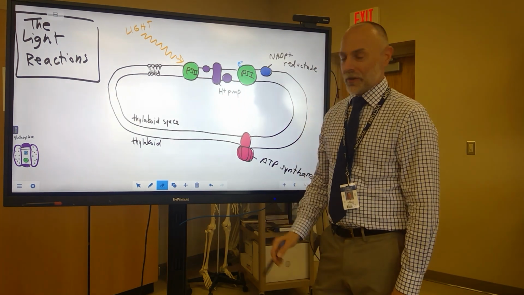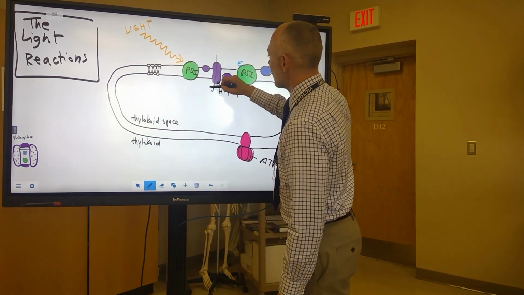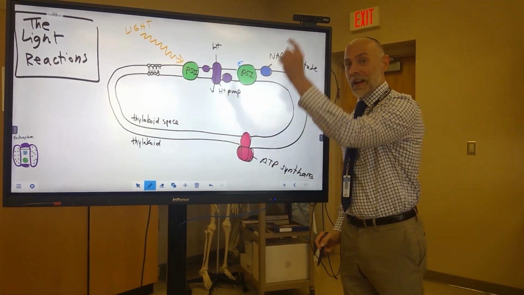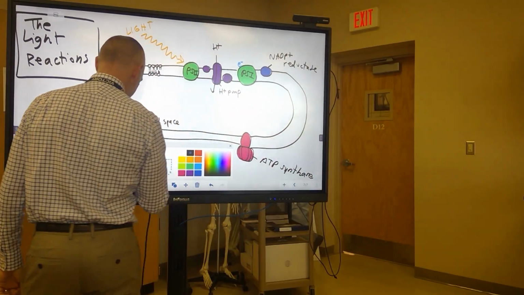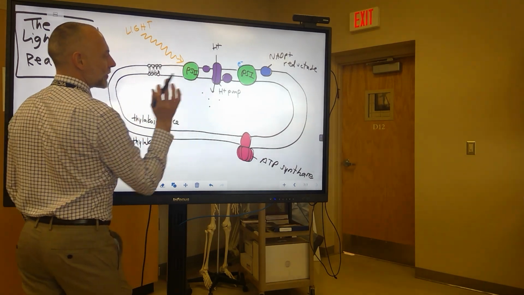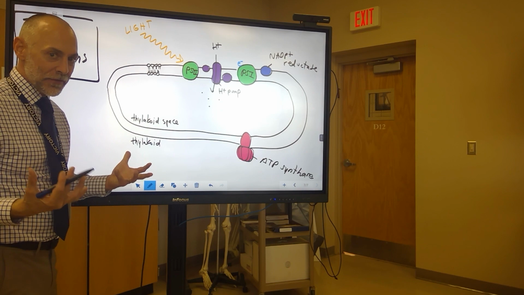Where is it going to pump the protons? When it gets the energy from the electron, it's going to pump protons from the outside of the thylakoid into the thylakoid space. All right, great. We pump some into the thylakoid space, but what does that generate? What does that create for us?